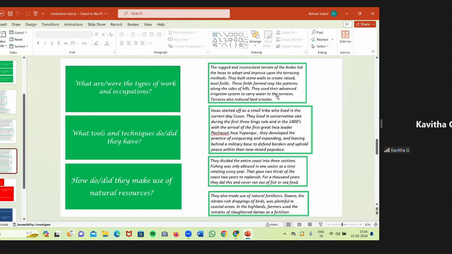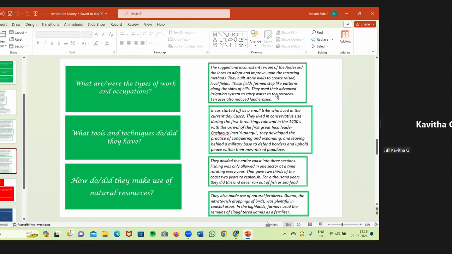So one of it says they divided the entire coast into 3 sections. Fishing was only allowed in one sector at a time, rotating every year. That gave 2/3 of the coast 2 years to replenish. For 1,000 years, they did this and never ran out of fish or seafood.